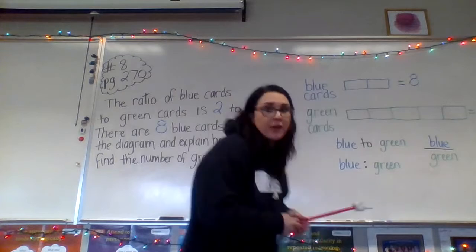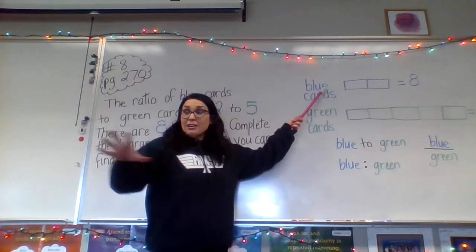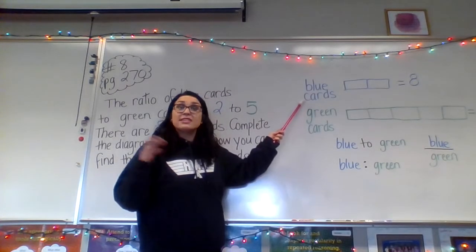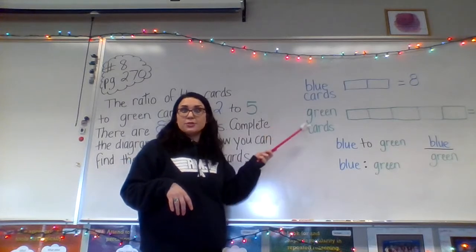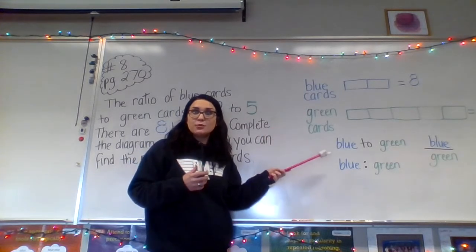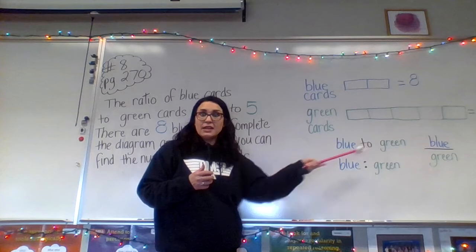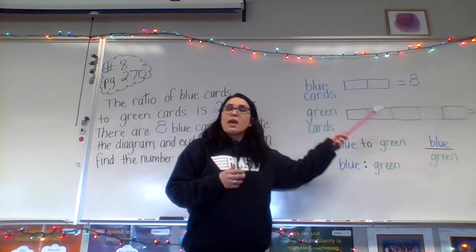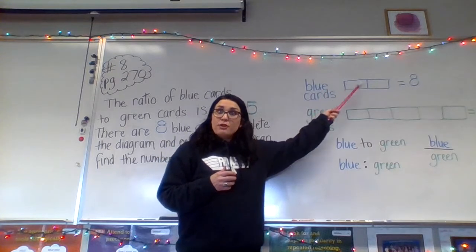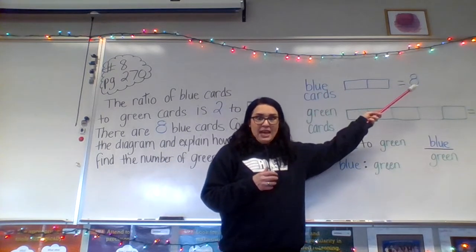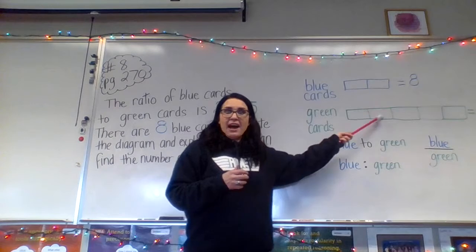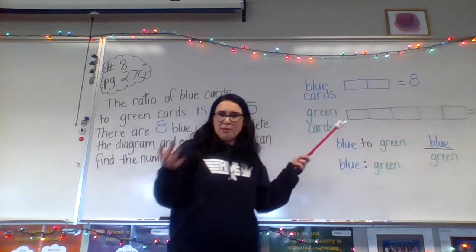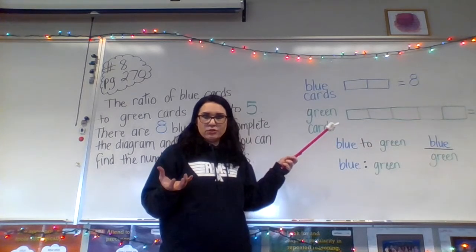So now let's look over here. I just copied the diagram or picture that's already in your book. We have blue cards and green cards. For these ratios, we can either write it as blue to green, blue, colon, green, or again, blue over green. The blue cards, when I have 2 of these units, actually equals 8. And when I have 5 of these green units, that's the part I'm trying to figure out, how many are those.